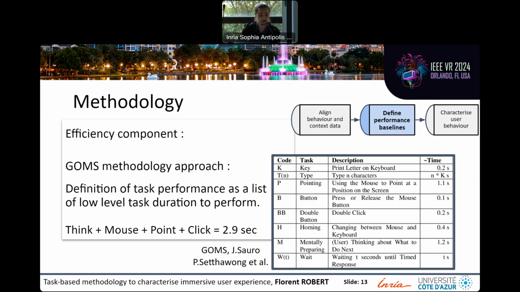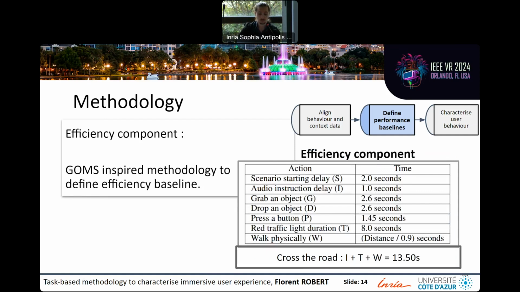So for example, for a task which asks me to think about something, move my hand on my mouse, point somewhere and click, I can expect this task to take a total of 2.9 seconds. So based on this methodology, we built our own table using also some work that already exists for virtual reality. And we defined, for example, that we can expect a task to grab an object in virtual reality to take 2.6 seconds.